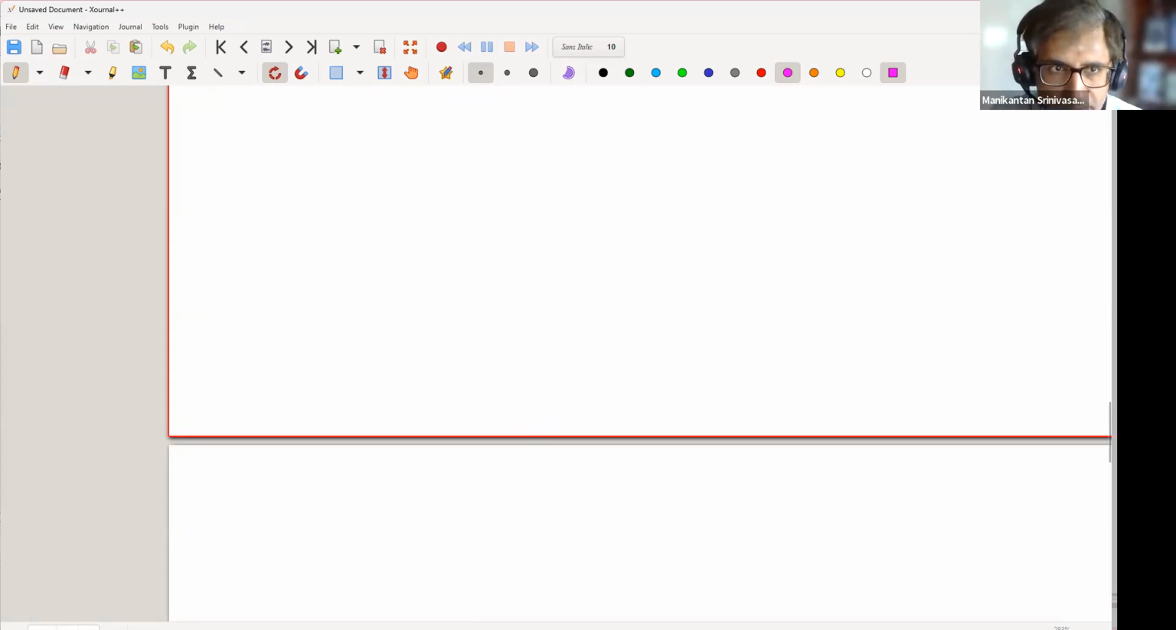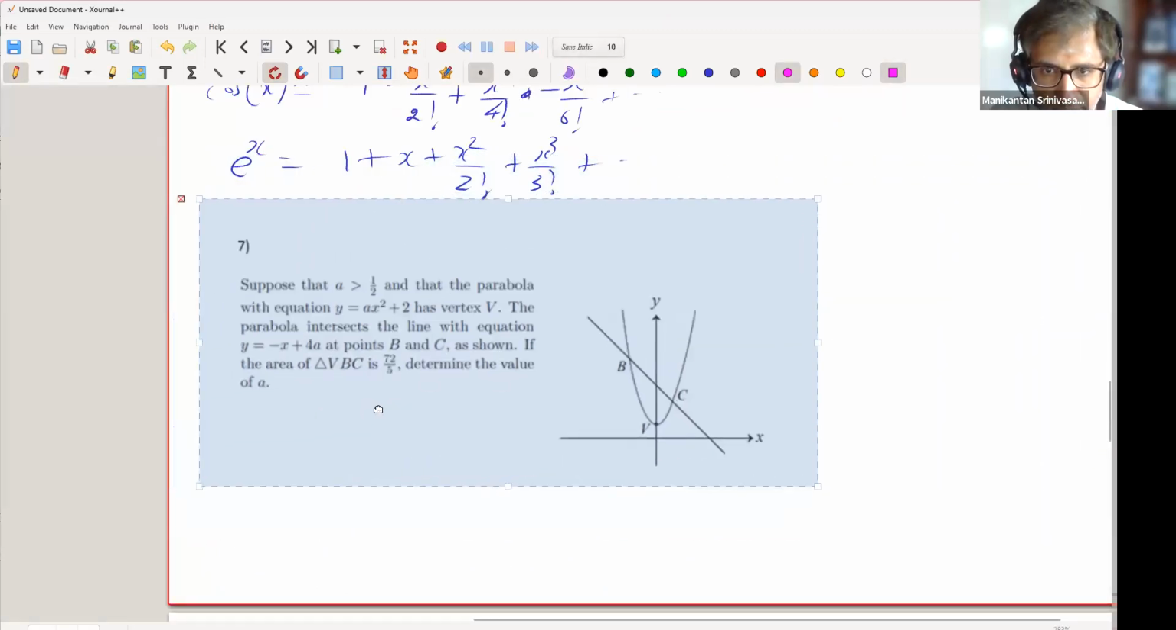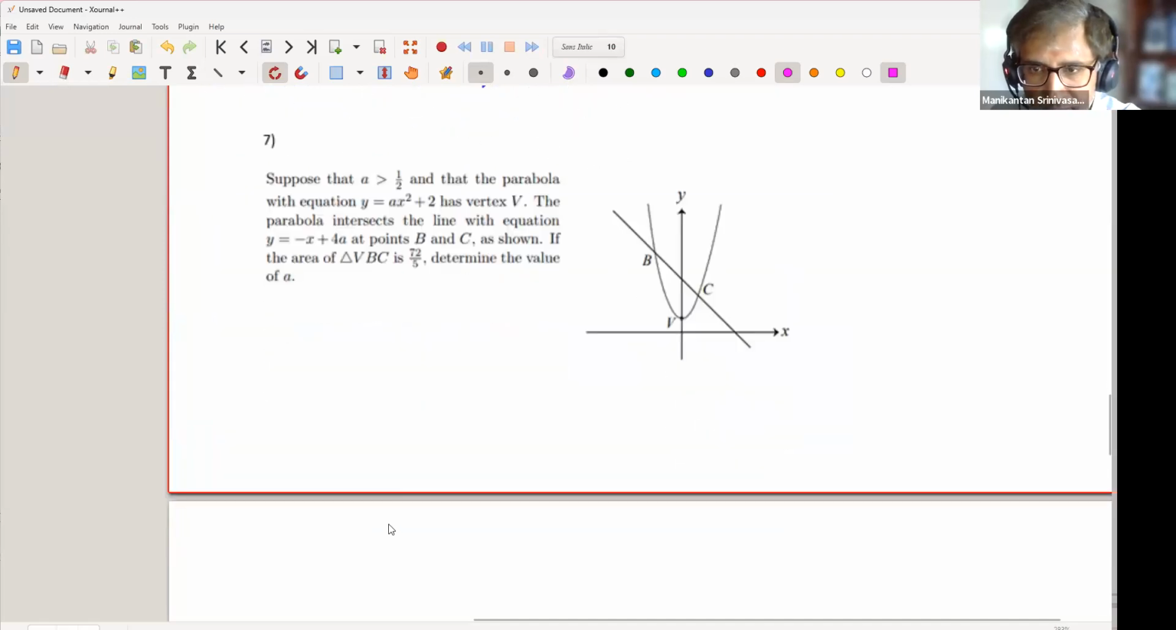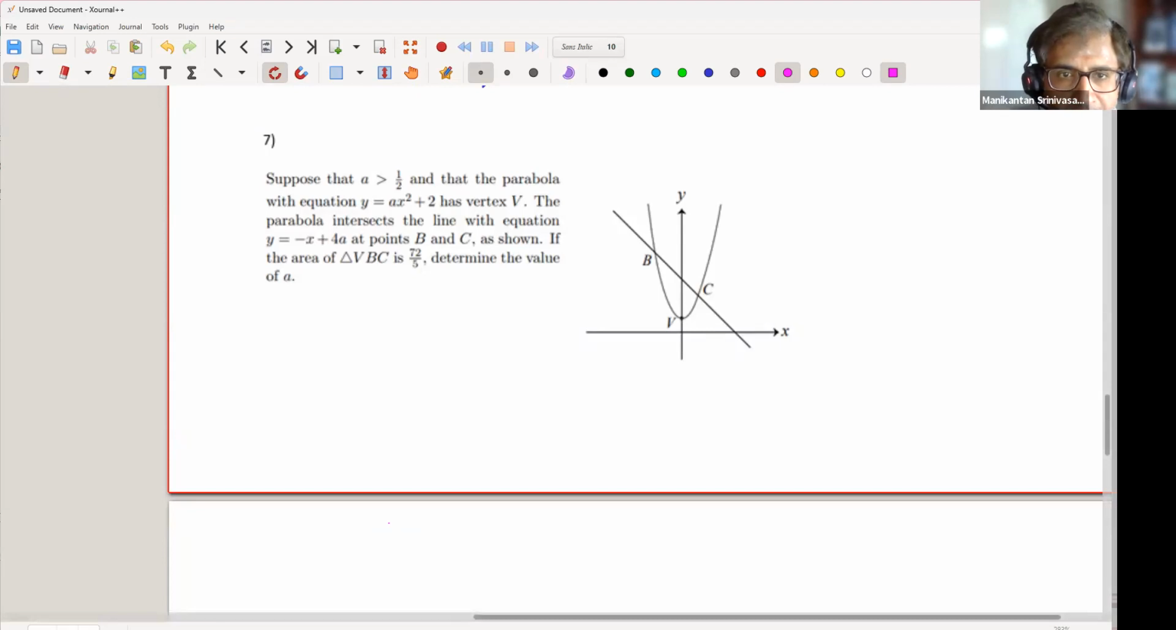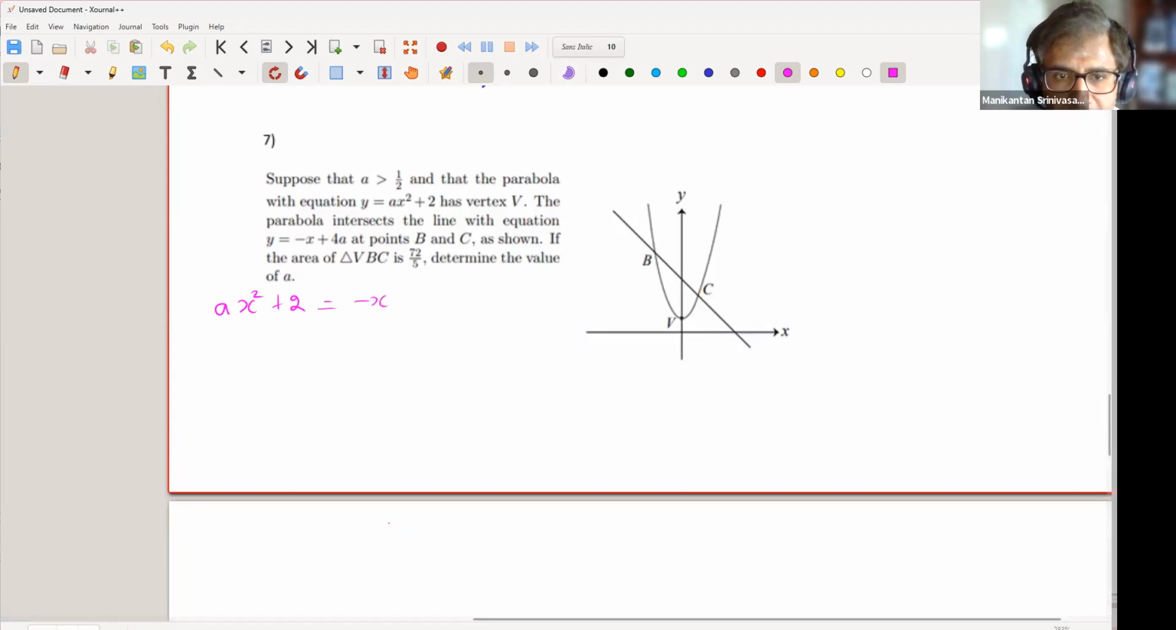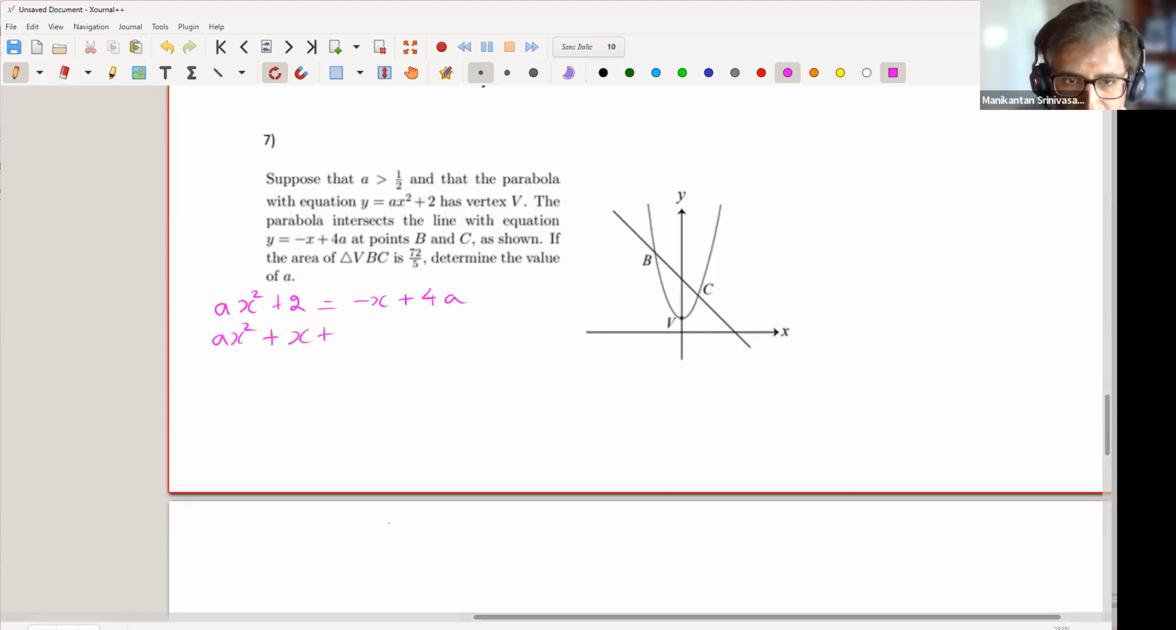Question 7, parabola. So you have the parabola and the line intersecting, and the area of VBC is given to be 72 by 5. Okay, so let's find the intersection points. So ax square plus 2 is intersecting minus x plus 4a. So let's write it as a quadratic in x. The 2 minus 4a just becomes the constant term, equal to 0.